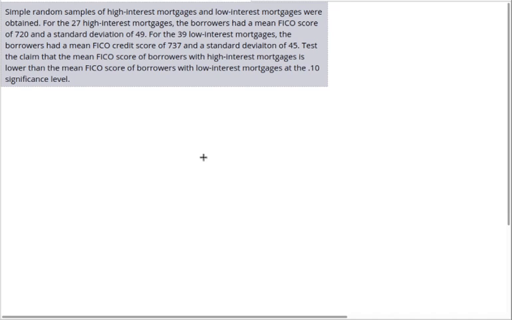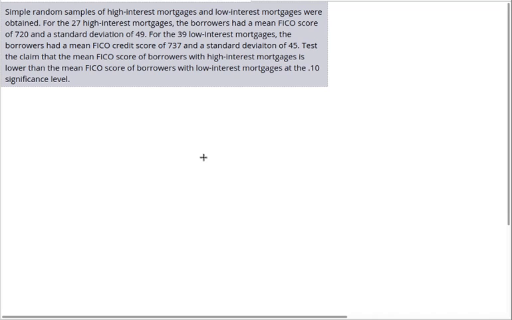In theory, anytime you have a better credit score, you qualify for a lower interest on a loan. And then for the high interest mortgages, we also have a standard deviation of 49. Now keep in mind, that's a sample standard deviation. We also have a sample standard deviation of 45 for the low interest mortgages. And why I emphasize that is because if we knew the population standard deviation, then this hypothesis test would be done a little bit differently. But most of the ones we deal with will be sample standard deviations, as is the case here.